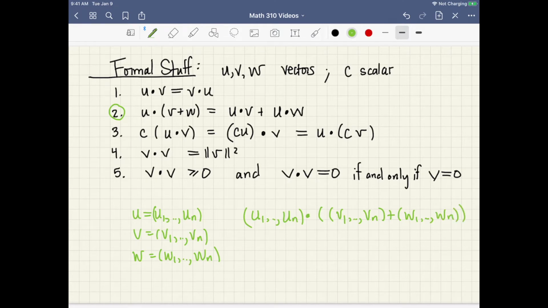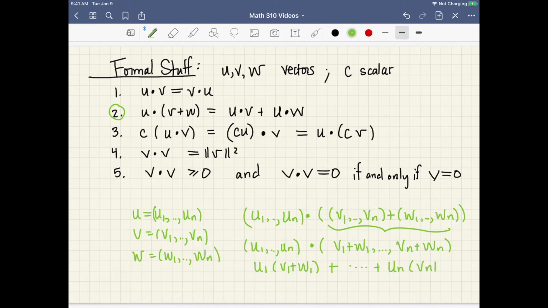And here I need to carefully apply my definitions. When you add 2 vectors together, you add them component-wise. So inside this parentheses, I would add the components of v and w, giving me the new vector v1 plus w1, with the last entry vn plus wn. And this gets dot producted with u1 through un. At this stage, I would use the definition of the dot product and see that this gives me u1 times (v1 plus w1) added to the next summand and so on. And the last summand is un times (vn plus wn).